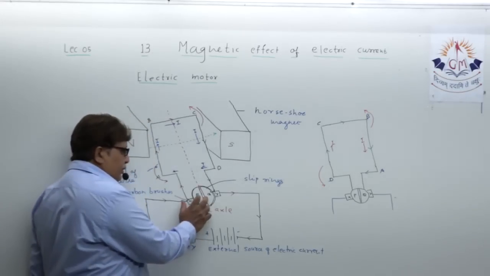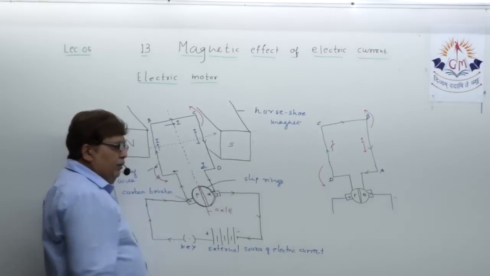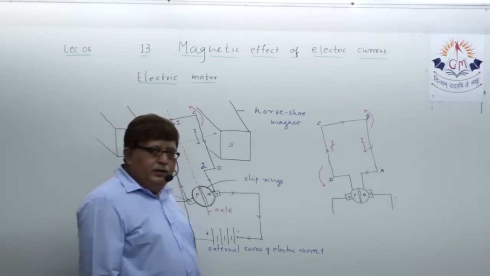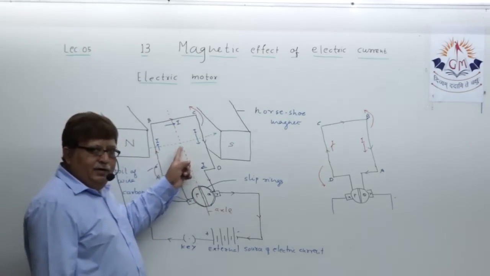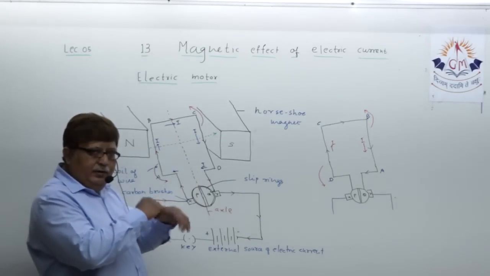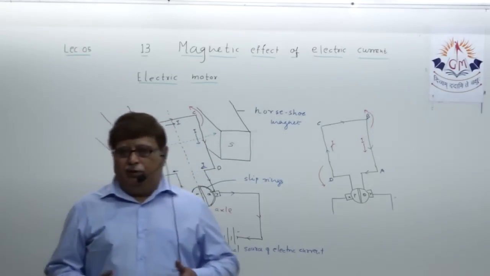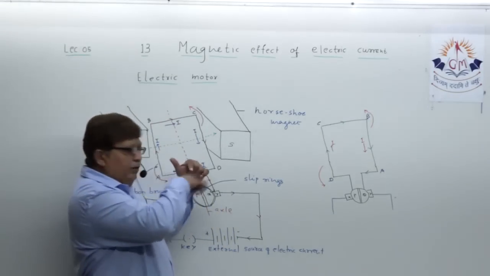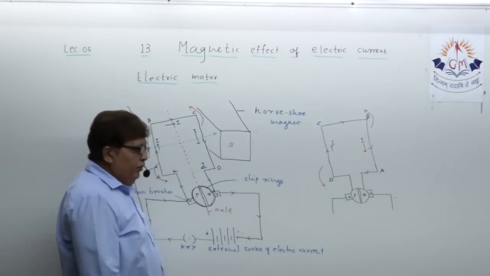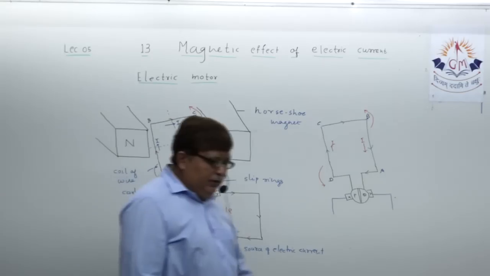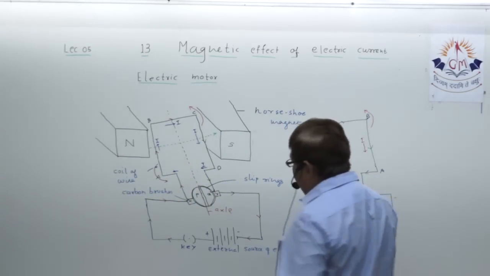This is very important, the commutator arrangement, which is going to ensure the constant flow of electric current in one direction. I say in one direction, but inside the armature, the direction of the electric current will change after every half rotation to ensure the constant rotation of the coil. Understood? This is the electric motor. Okay, dear student, just have a look at the diagram and just try to understand the working.